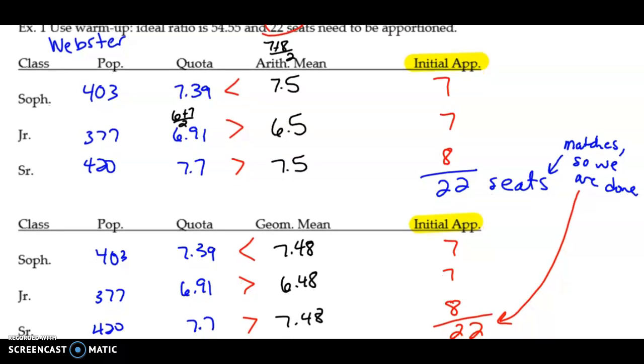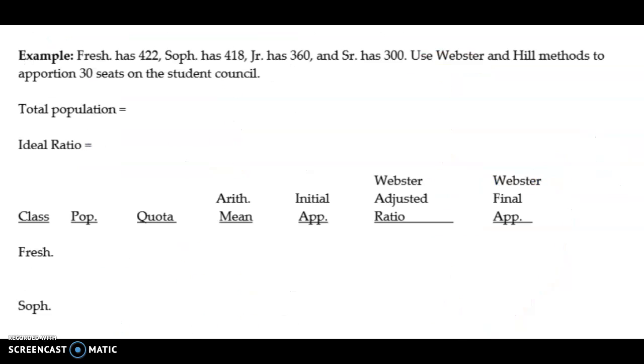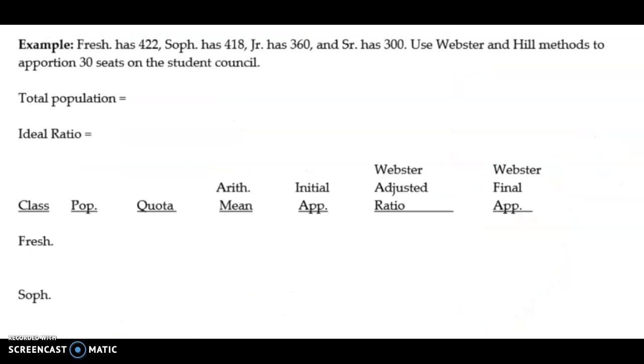All right, let's try the next example. So we're going to do the same thing. We're going to do the Webster and the Hill method, first doing the Webster method and then doing the Hill method. What I want you to do is pause the video and calculate the total population, ideal ratio, jot down the population, find each of the quotas, and find the arithmetic mean. Feel free to go further while you have it on pause if you want.